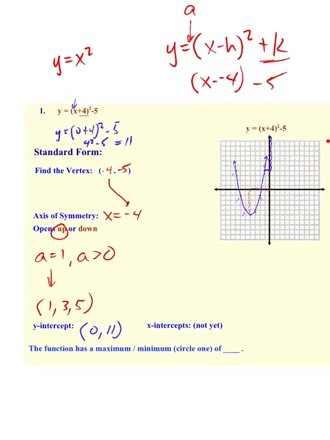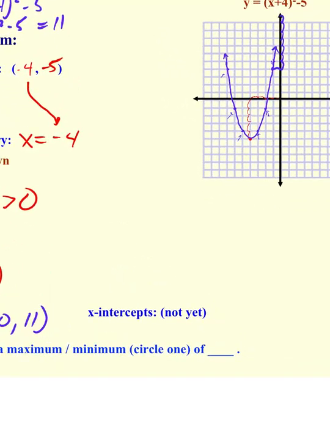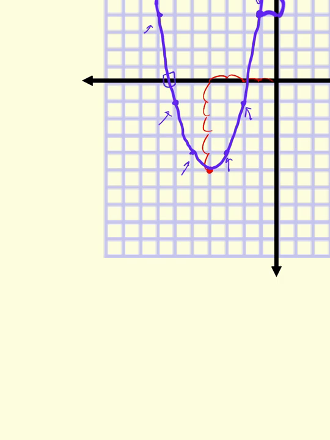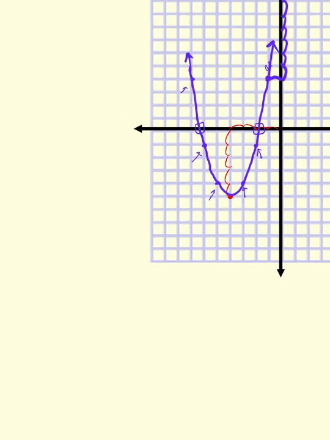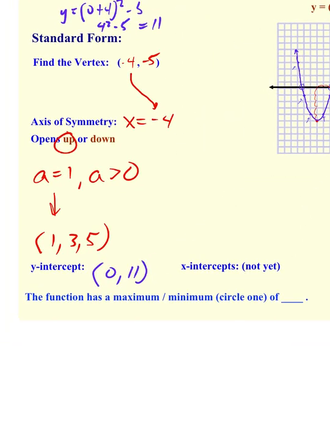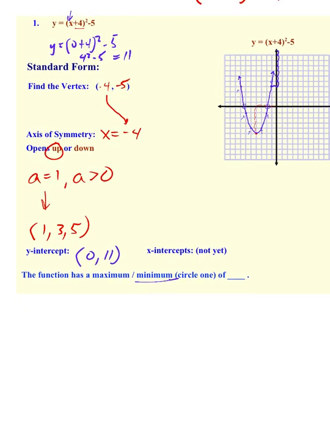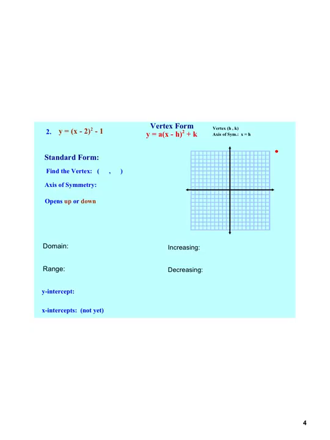Now the x-intercepts, the reason it says not yet here is because the x-intercepts are actually a little ugly on this one because they aren't whole number or integer values. So we're going to hold off on the x-intercepts for now. But we do know that this function does have a minimum. And that minimum occurs at the vertex, which is the point -4, -5. So the minimum is actually at a y value of -5 on this particular problem. All right, let's continue on here.